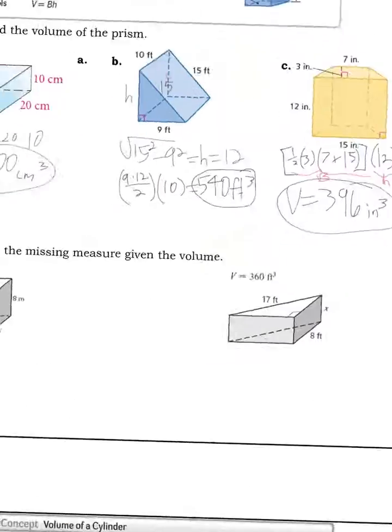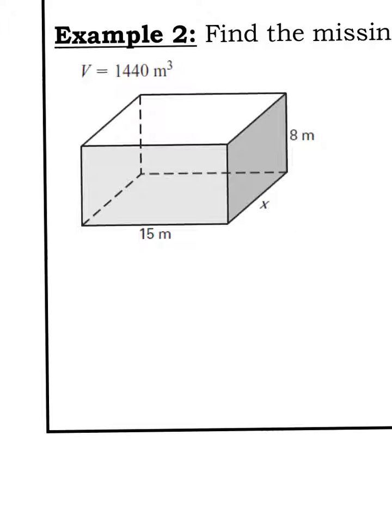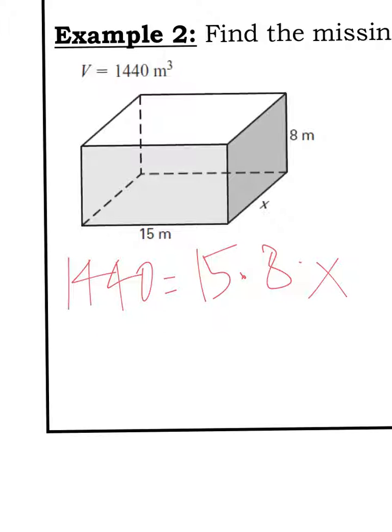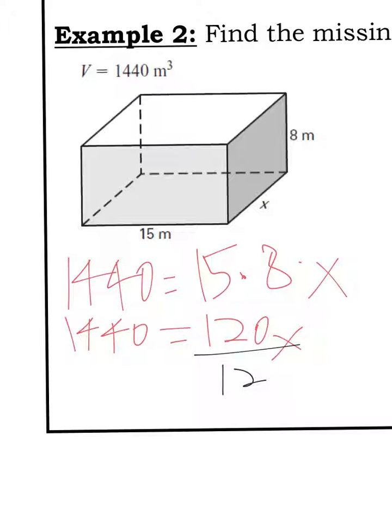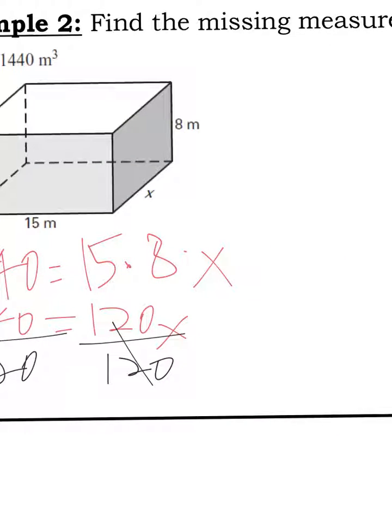Let's move on to somewhere we work backwards. Here this says volume is 1440, so I'm going to write 1440 equals, well, I did length times width times height, right? So 15 times 8 times x. Well, what's 15 times 8? That's going to be 120. So I have 120x equals 1440. So I just divide. 1440 divided by 120 is, you guessed it, 12.